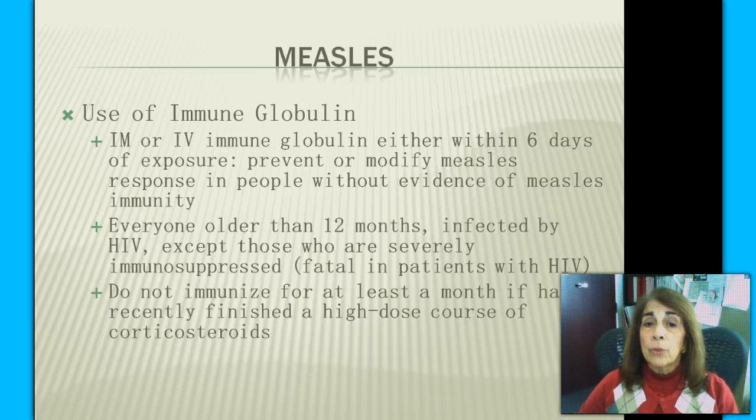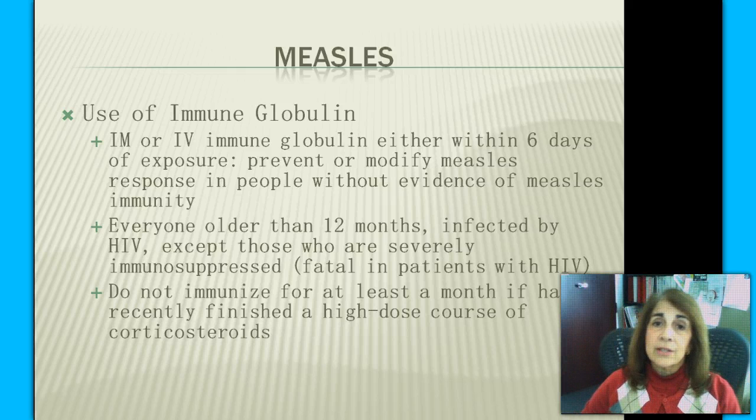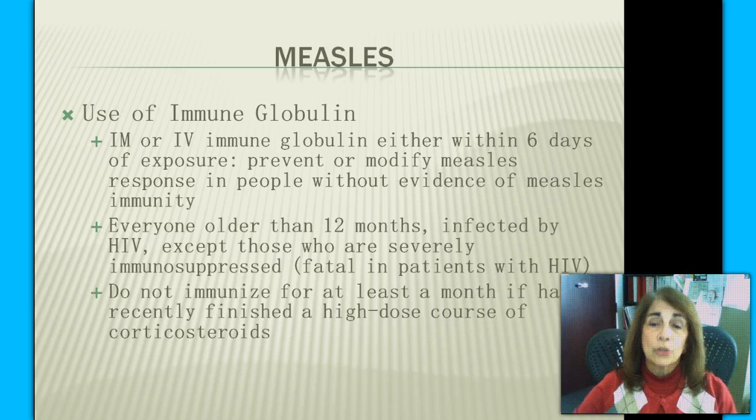It's also recommended in everyone older than 12 months, anyone infected by HIV, except those who are severely immunosuppressed. It has been shown to be fatal in patients with HIV. If you think about it, they have severely compromised immune systems, and then we're going to introduce a live vaccine. So we don't want to give that to someone who has no way to defend themselves against the virus. And it's recommended not to immunize for at least a month if they've recently had a high-dose course of steroids, as this will affect their immune system response to the virus.